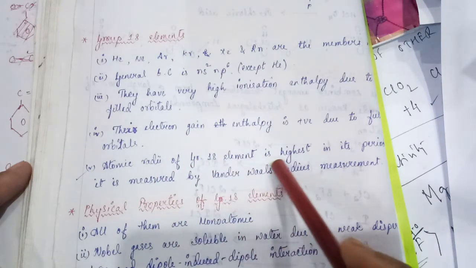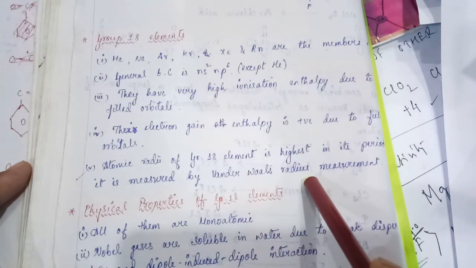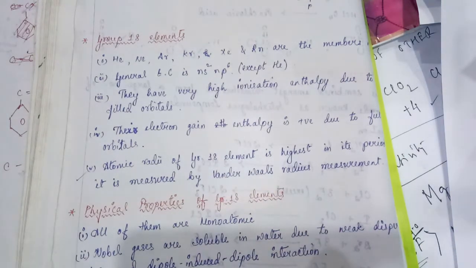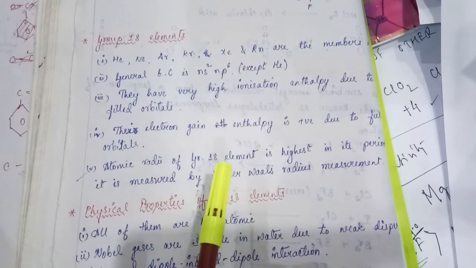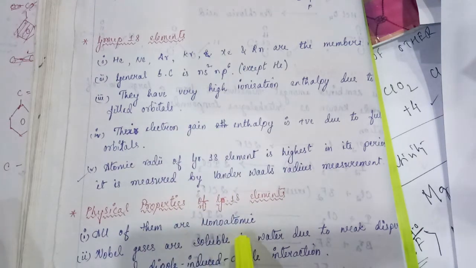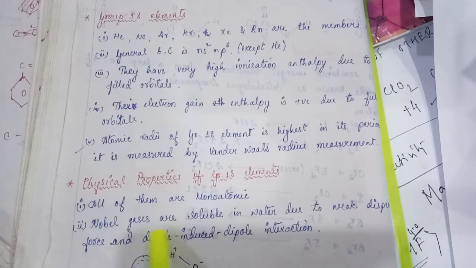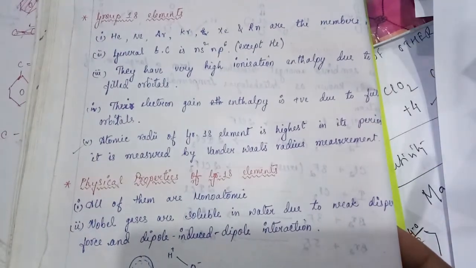Atomic radii of group 18 is the highest in its period because it is measured by the van der Waals technique. Van der Waals radius means the radius between two non-bonded atoms. So these things you have to remember. Physical properties: all of them are monoatomic. Noble gases are soluble in water due to weak dispersion force or dipole-induced dipole interactions. So this is why the noble gases are soluble in water, because a weak dispersion force takes place.